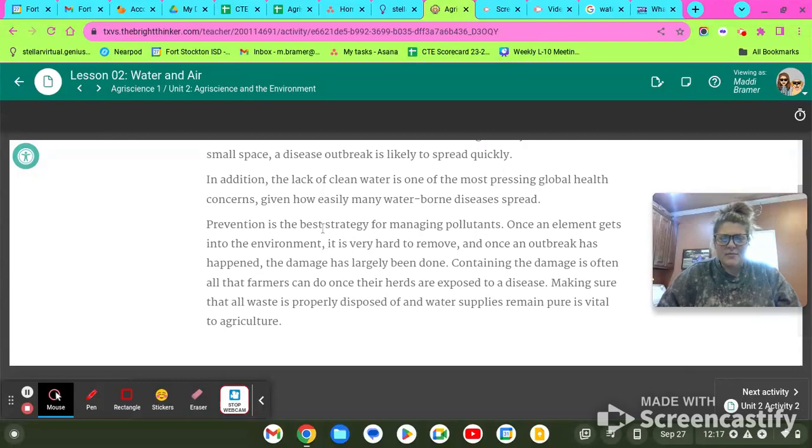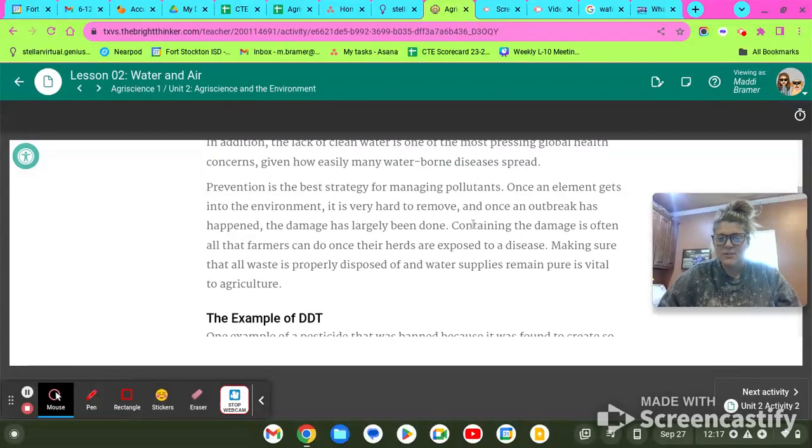It says lack of clean water isn't the only thing to worry about. Waterborne diseases, like we talked about. Prevention is the best strategy for all pollutants. That's why you see the EPA, like we talked about in lesson 1, with all these regulations and fines, to prevent people from polluting. That's why in Texas it's such a big deal. Don't mess with Texas, don't litter, because that's going to make its way into the water, and water is very, very important. It's very vital to agriculture.